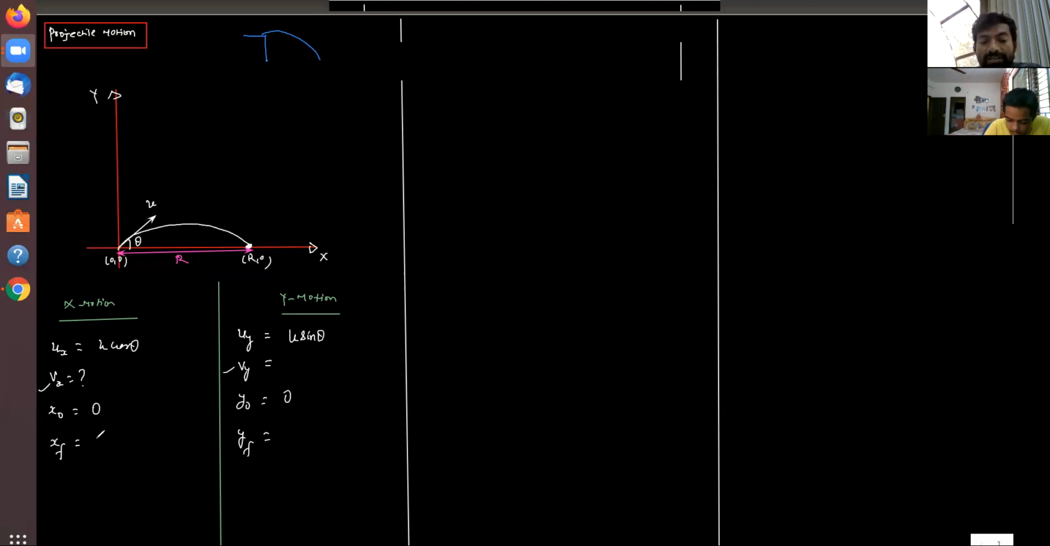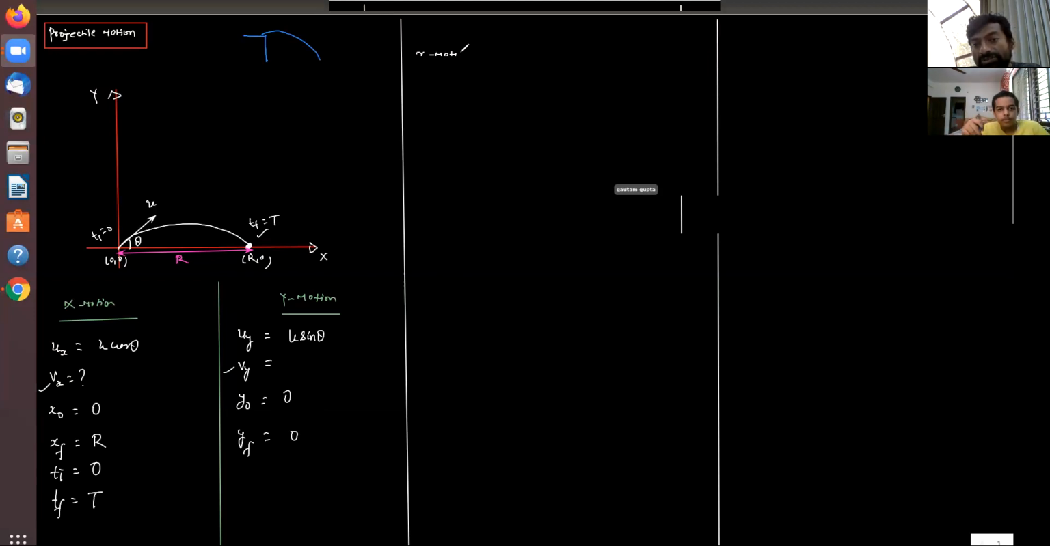What will be x final? X final, if we want to find R, is the instant when it hits here, then x final is R and y final is 0. So what is ti? Ti is the initial time stamp. Let's call it 0, and tf, let's call this the time of flight, T. So this moment is ti equal to 0, and this moment is tf equal to T. Then let us write the equations.